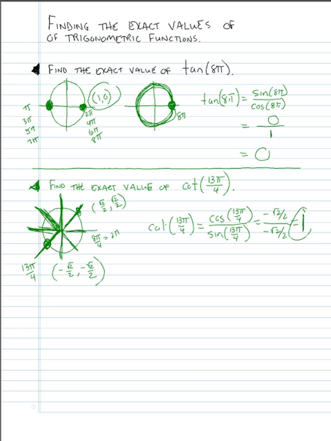Well, let's do yet another one. Let's calculate... okay. Find the exact value of the sine of 7 pi over 6. So now we're going to have to count by pi over 6s. How many are we going to count off? We're going to count 7 of them off.